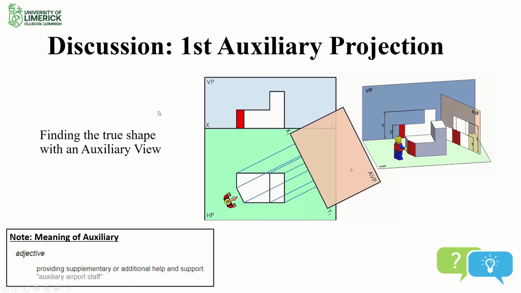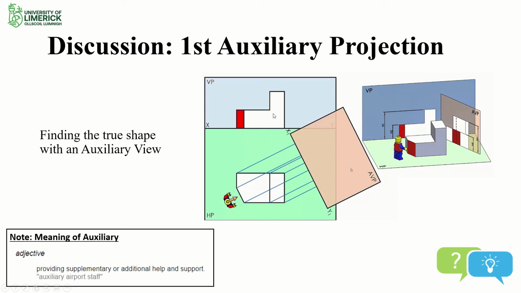So now auxiliary views can also be used to find true shapes. As you can see here, there's another bit of pictorial. You can see here there's a little Lego man. But first of all, let's look at our VP and our HP here. Our VP is just our vertical plane. Just think of this as your elevation, and your HP, our horizontal plane, think of that as your plan.